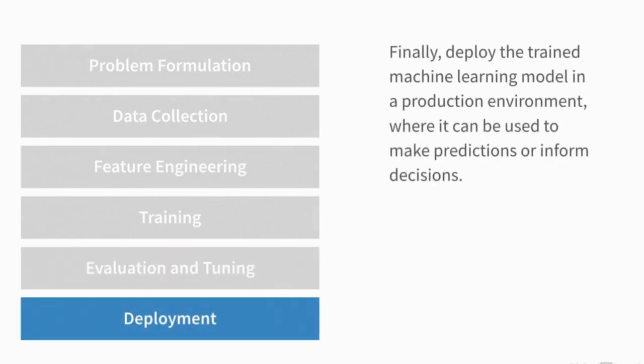The final step is to deploy the trained machine learning model in a production environment where it can be used to make predictions or decisions. This involves integrating the model into a software application or system, monitoring its performance, and updating it as needed to ensure that it remains accurate and effective over time.